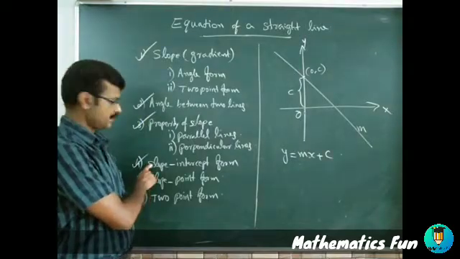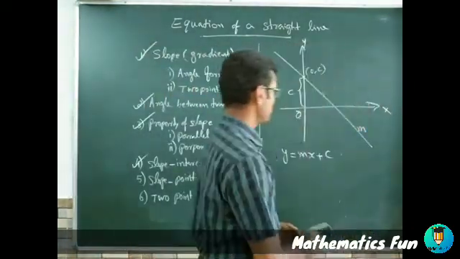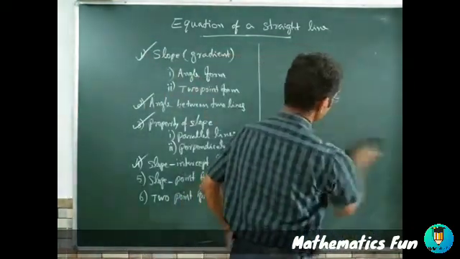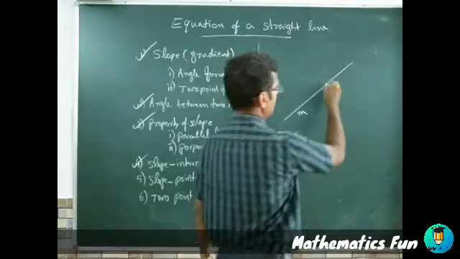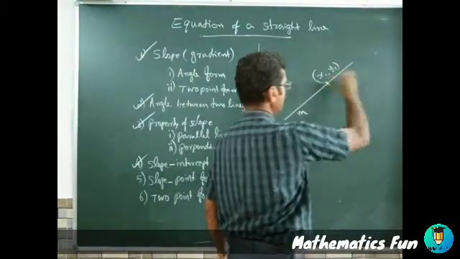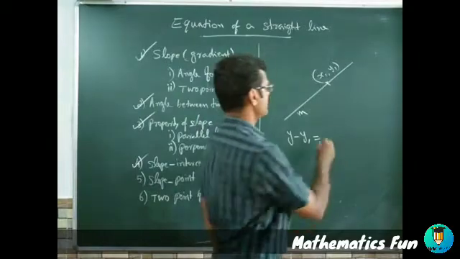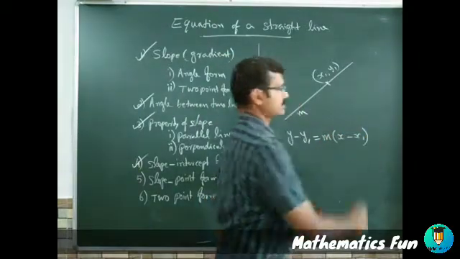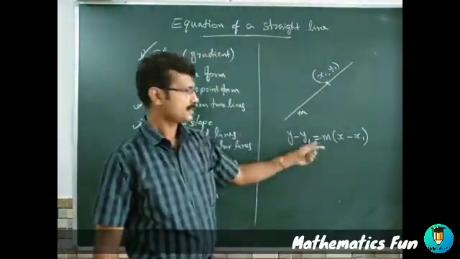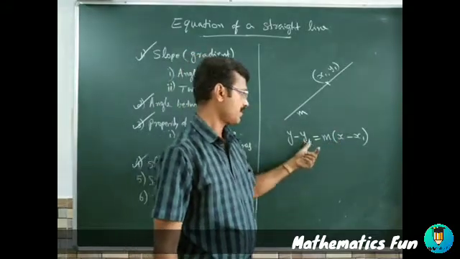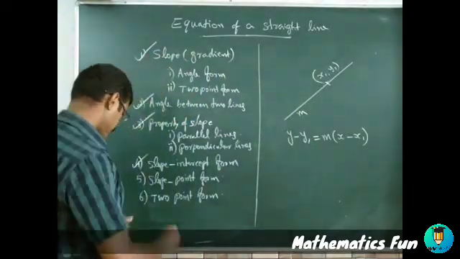That is number 4. Then number 5 is slope point form. That is when slope and a point are given, what is the equation of the line? Let this be the line, slope is m, and one point is given, (x1, y1). Then what will be its equation? You studied in standard 10, y minus y1 is equal to m into x minus x1. This is the equation of this line when slope and point are given. Here x and y are always the variables, (x1, y1) is the point, m is the slope. This is the slope point form.